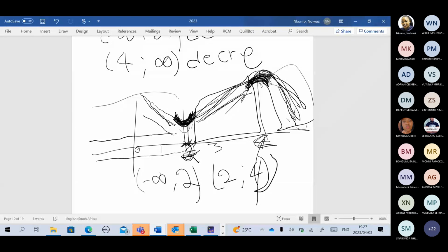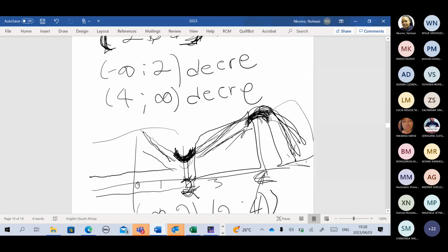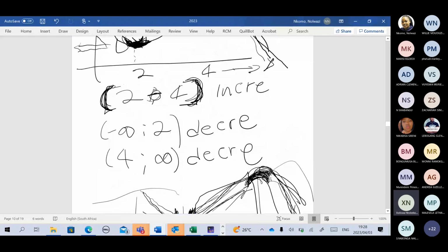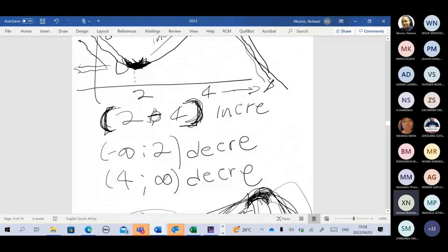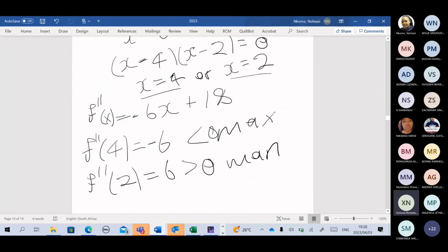Do we have? Yes, ma'am, I do have one question here. I don't know whether you can clarify for me between the maximum and minimum, because you know when you substituted 4, we got -6 as the answer. Is that minimum or maximum? Yes, when you added 4 on our second derivative, we got -6. And then when you added 2, we got +6. So which one is a minimum and which one is a maximum?